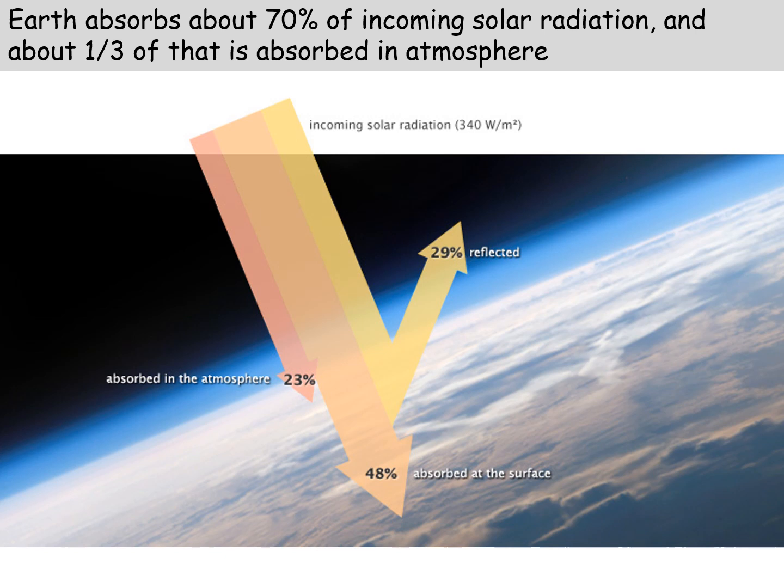There's another way to describe these numbers. The Earth absorbs about 70% of the incoming solar radiation, and of that 70%, about 1/3 of that absorption takes place in the atmosphere.